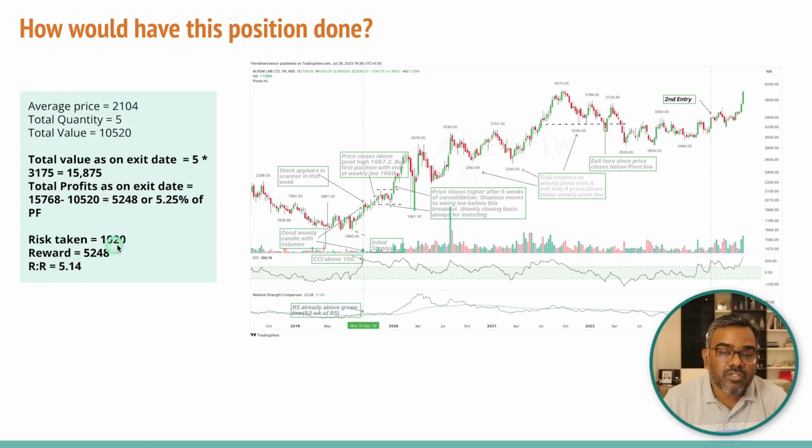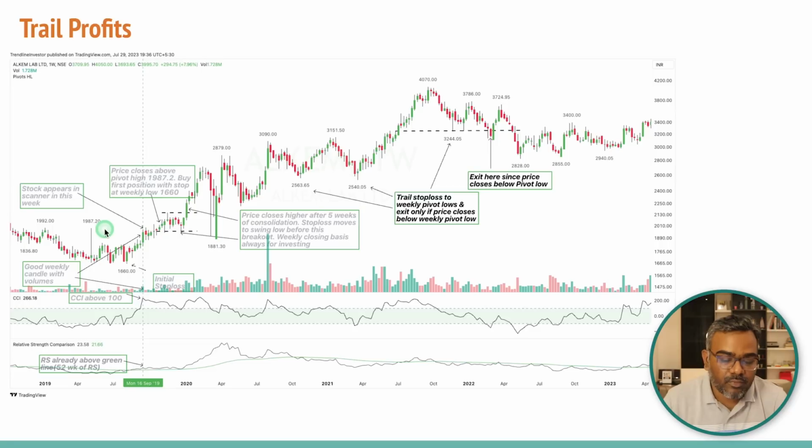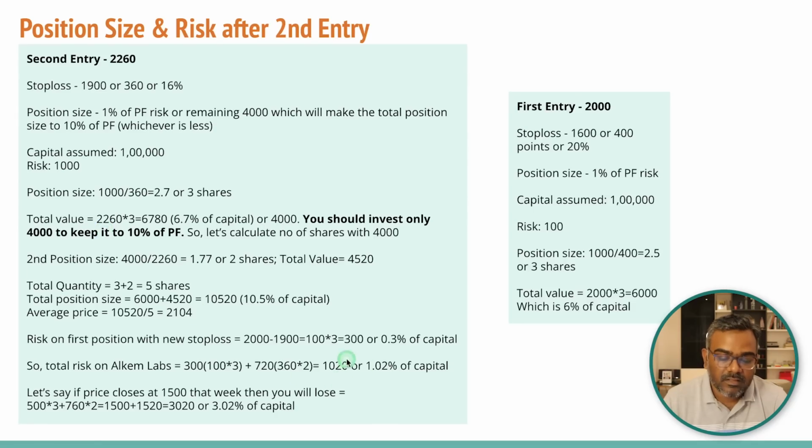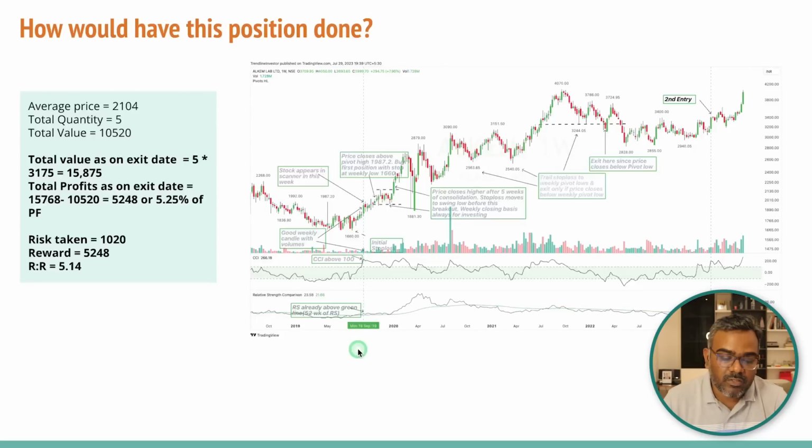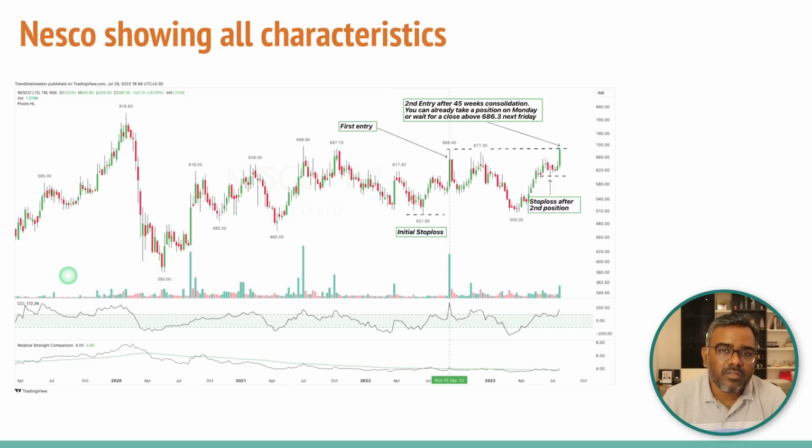So we took a risk of 1,020. Our maximum risk on the entire position was 1,020. Remember, this was a maximum position. So we took 1% before, which was 1,000, and here when we added the new position, our total risk was 1,020. On 1,020, we gained a profit of 5,248, which is 5.14, a very good return in terms of risk reward. Now you need a few of these in the next 2-3 years, and you will make decent returns on your entire portfolio, right? That's how the strategy works.